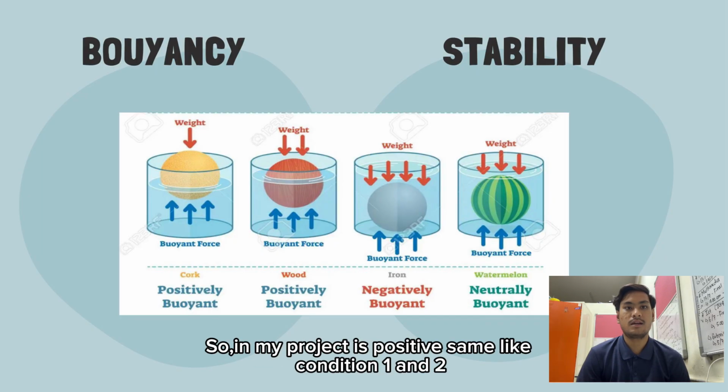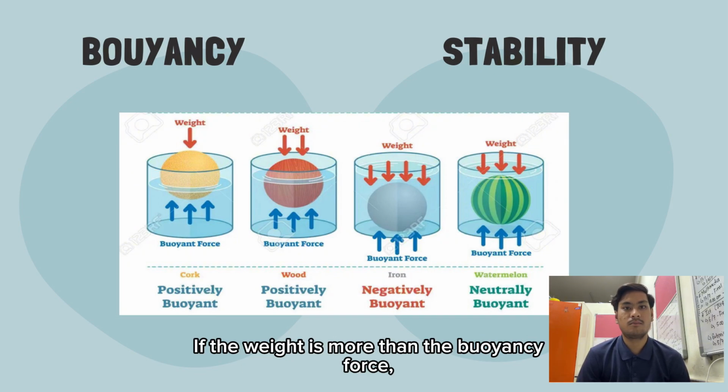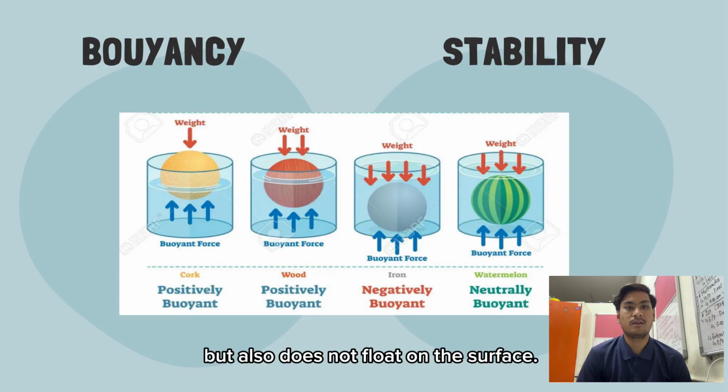So my project is positive, same as conditions 1 and 2, because the value of the buoyancy force is more than the object weight. If the weight is more than the buoyancy force, it's possible to fully submerge. And if an object does not sink to the bottom, but also does not float on the surface, and instead stays suspended in the water, it means the object has neutral buoyancy.